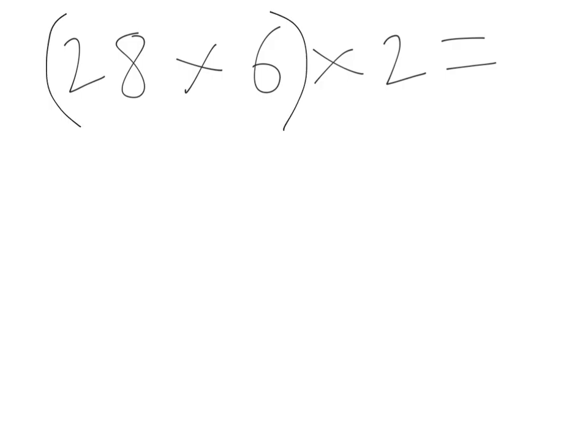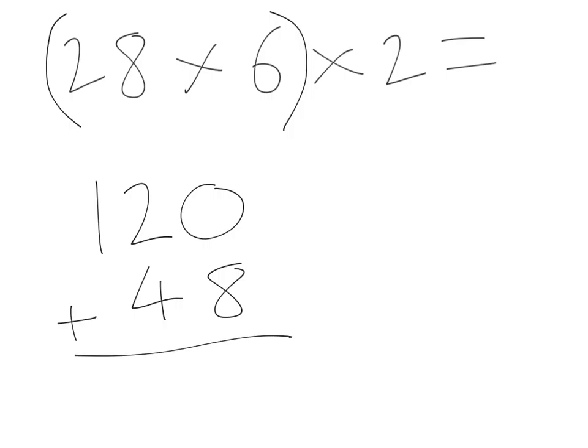So what I'm going to do is break it down into a smaller step. 28 multiplied by 6 is far more manageable than doing 28 multiplied by 6 multiplied by 2. To do 28 multiplied by 6, I would do my 20 multiplied by 6, which will equal 120. Then I will do 8 multiplied by 6, which equals 48. Then I would add those two together: 168. So that is the answer to the first part of the sum.